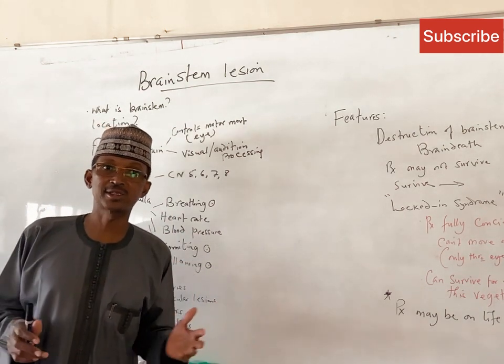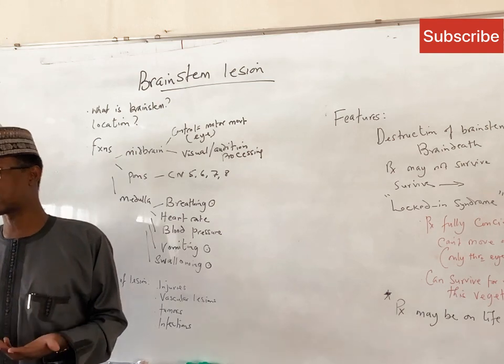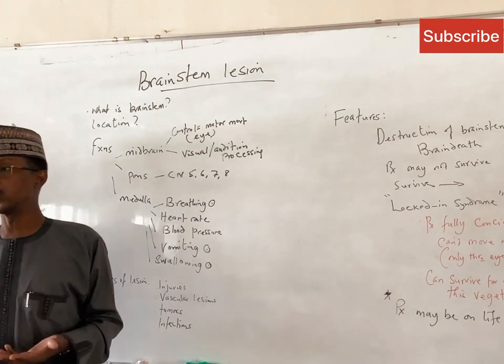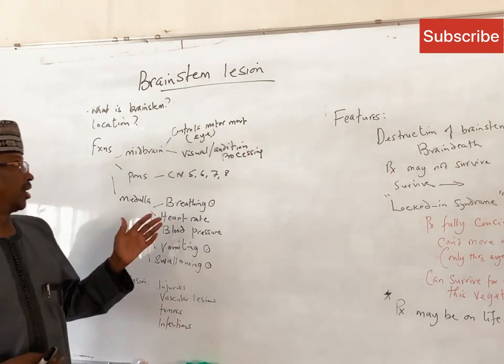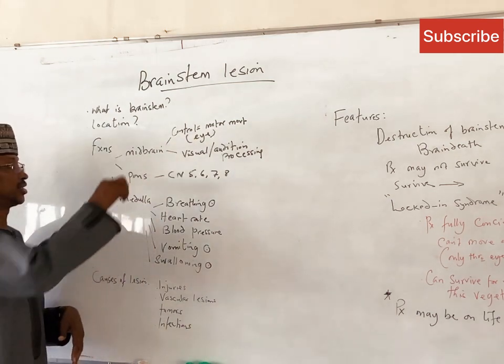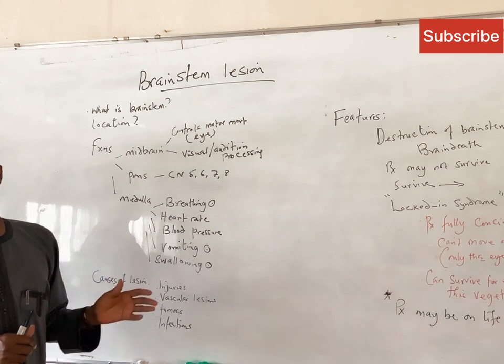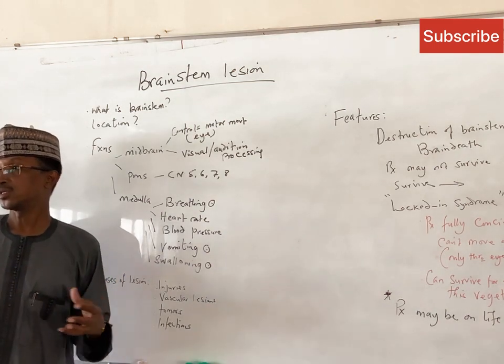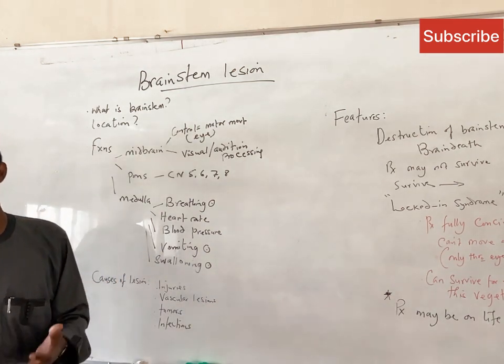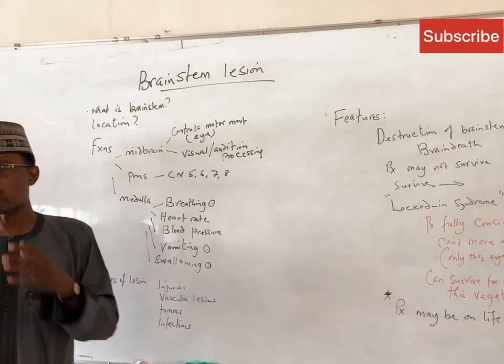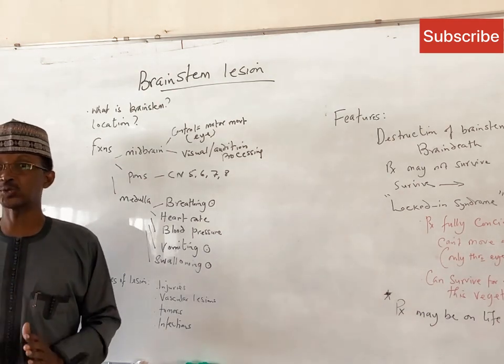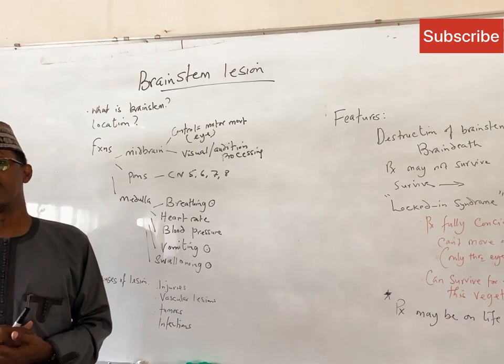Are you clear? So that is a brainstem. Brainstem is generally made up of 3 parts. We have the midbrain, we have the pons, and we have the medulla oblongata. And each of these 3 parts of the brainstem houses certain cranial nerves and other common structures that pass through the entire length of the brainstem.